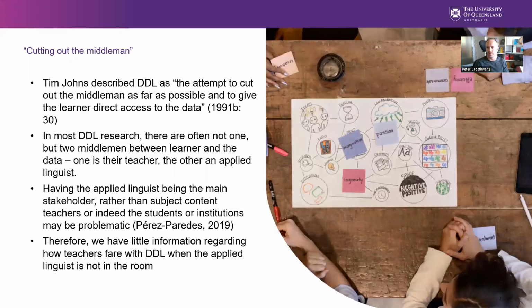So I already mentioned before about the notion of data-driven learning, and according to what many consider the founder of data-driven learning, Tim Johns, back in the 1990s, data-driven learning is an attempt to cut out the middleman as far as possible. And again, in his conceptualization, the middleman is the teacher. So the idea was that by giving learners access to corpus data, they might be able to discover patterns for themselves and learn things for themselves without the input or guidance of the teacher.